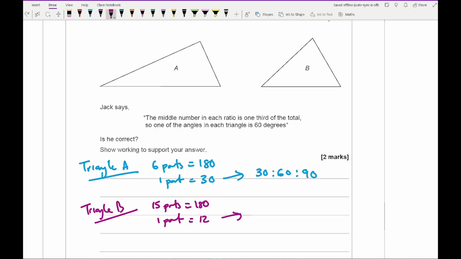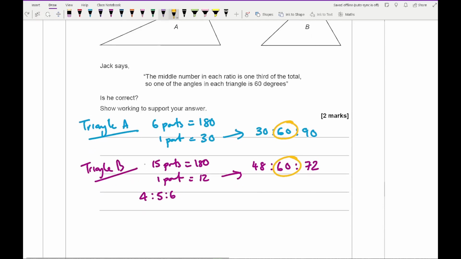So then substituting that in the ratio, is it 4 to 5 to 6? Yep. It's going to be 4 times 12, which is 48, 5 times 12, which is 60, and 6 times 12, which is 72. And as you can see, one of the angles is 60 degrees. So is Jack correct? Yes. He is correct.